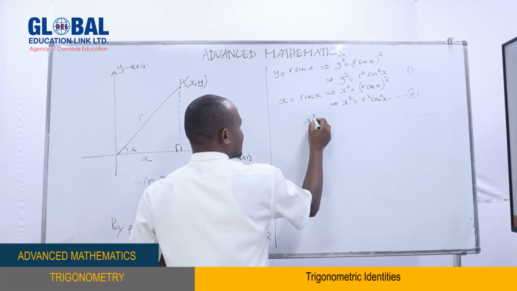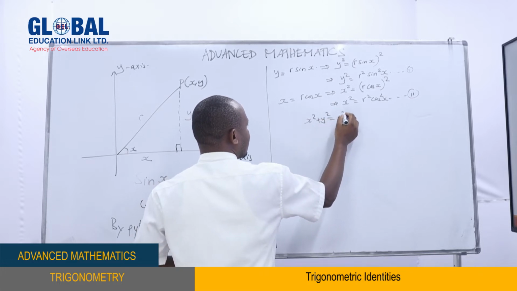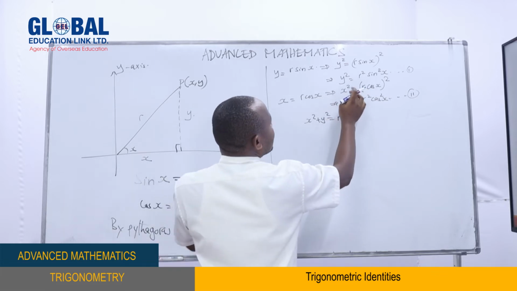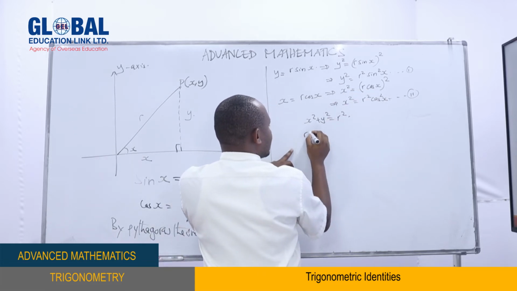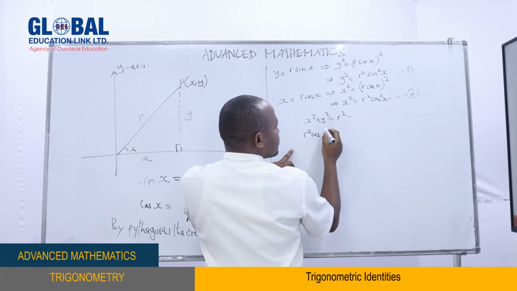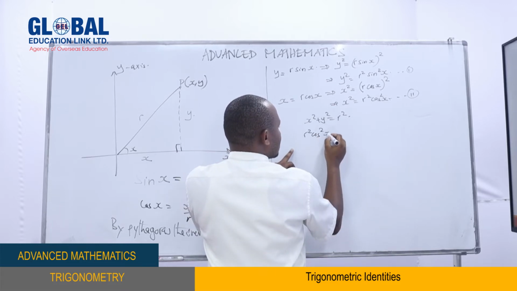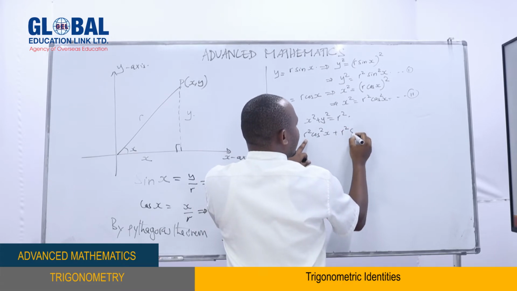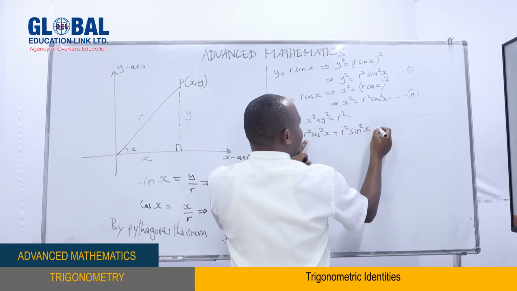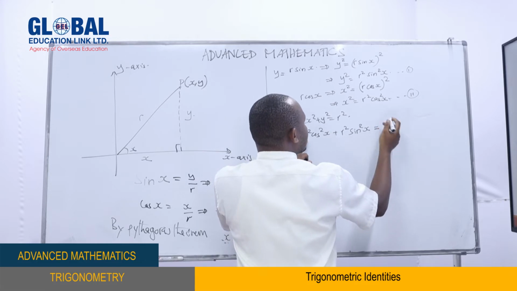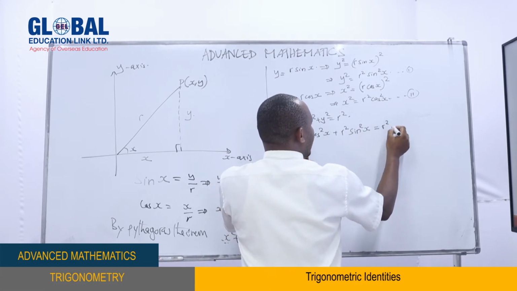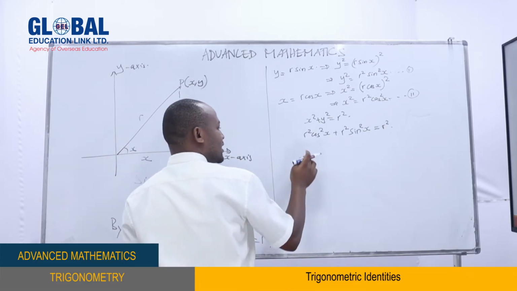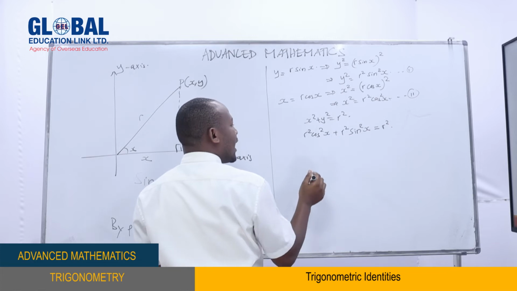That means we know that x square plus y square is equal to r square. That means x square, or x square is what? Our x square is r square cos square of x, plus that thing there, r square sine square of x, is equal to r square. As you can see there, r square is common throughout. That means we can divide by r square.